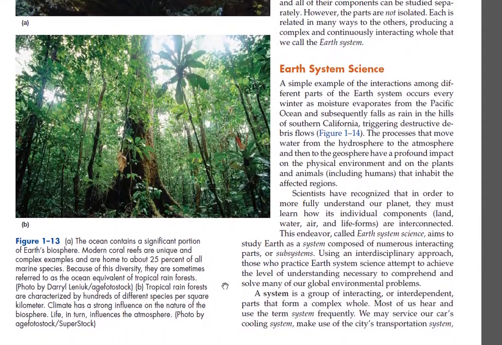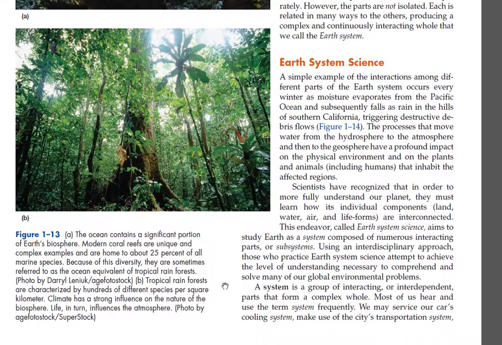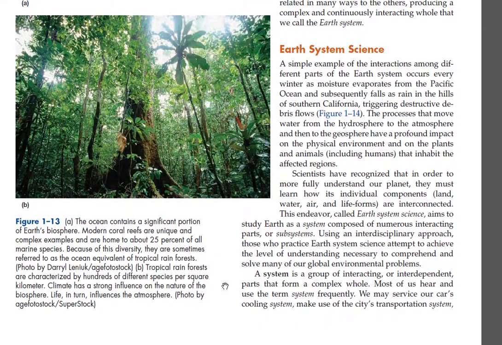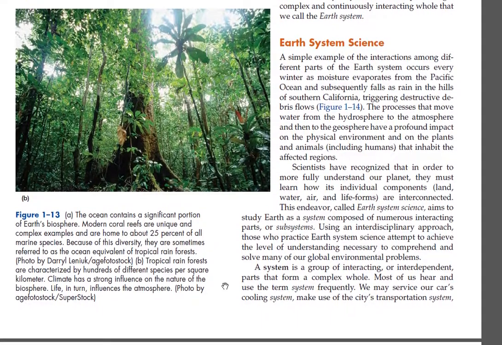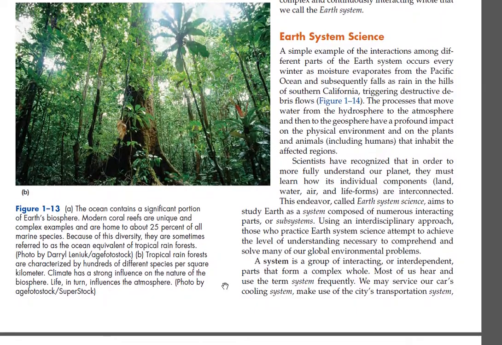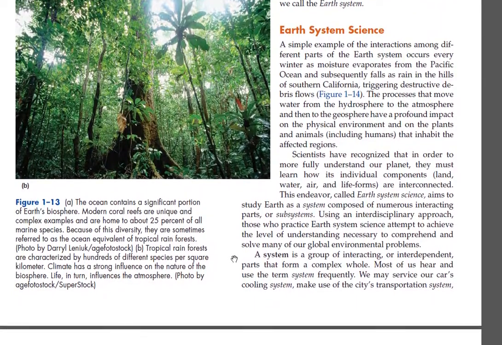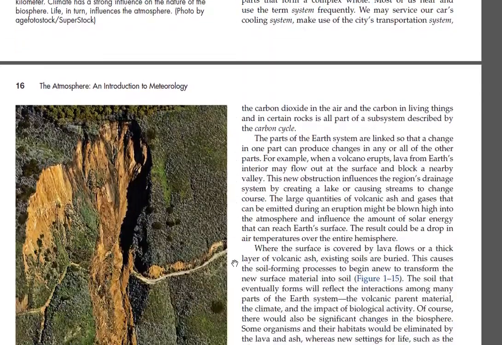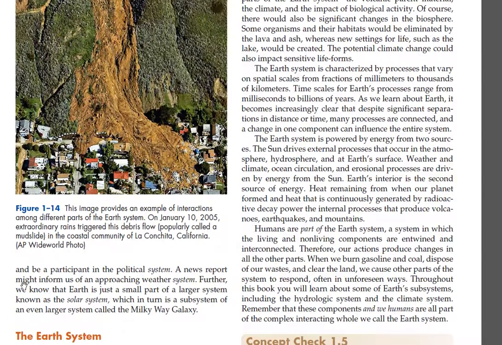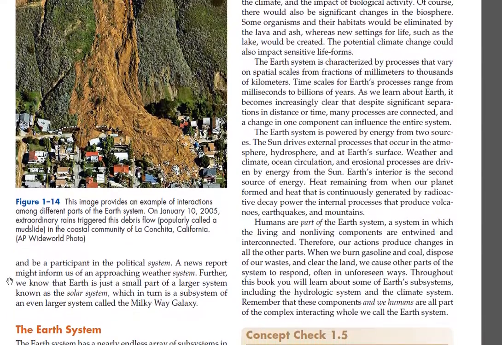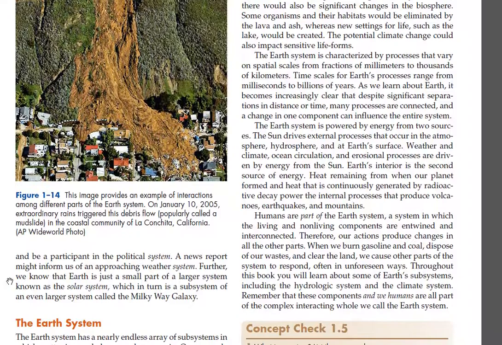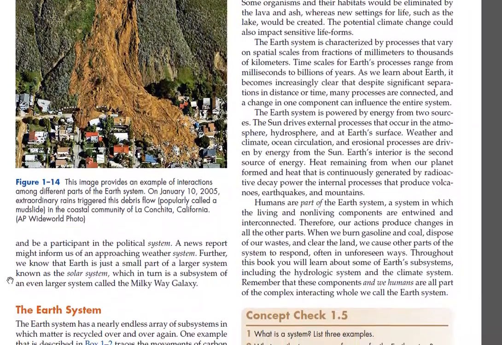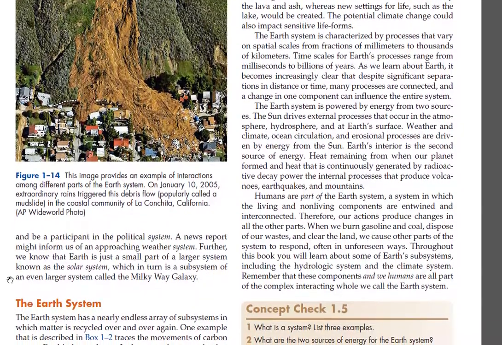A system is a group of interacting, or interdependent, parts that form a complex whole. Most of us hear and use the term system frequently. We may service our car's cooling system, make use of the city's transportation system, and be a participant in the political system. A news report might inform us of an approaching weather system. Further, we know that Earth is just a small part of a larger system known as the Solar System, which in turn is a subsystem of an even larger system called the Milky Way galaxy.